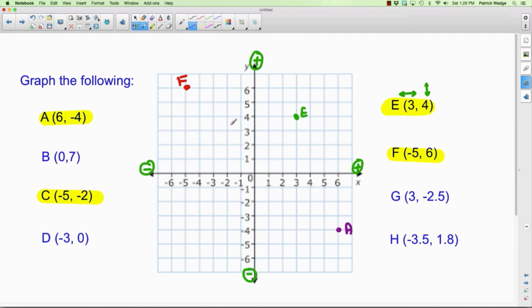So we start at the origin. It's negative, so we're going this way. 1, 2, 3, 4, 5. And it's negative again. 1, 2. There is point C. Okay, now we get to the harder ones.